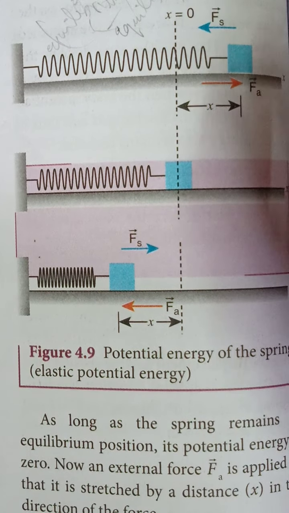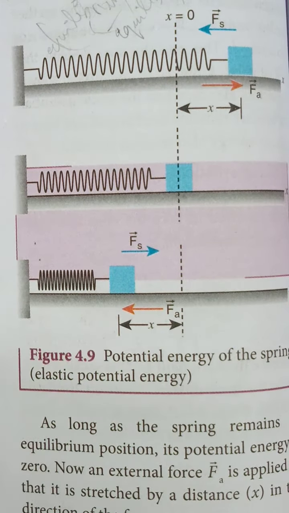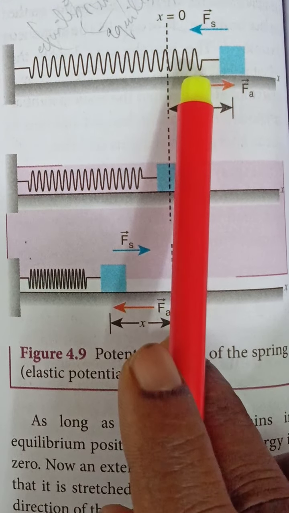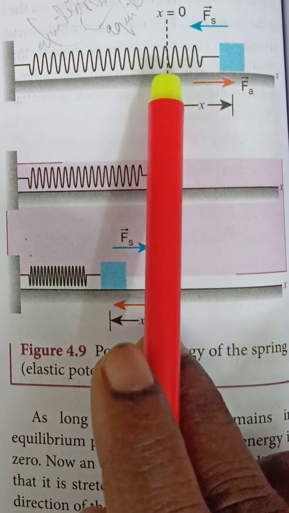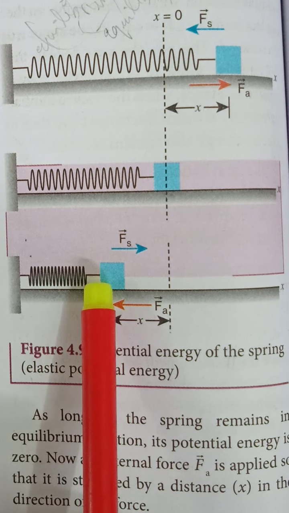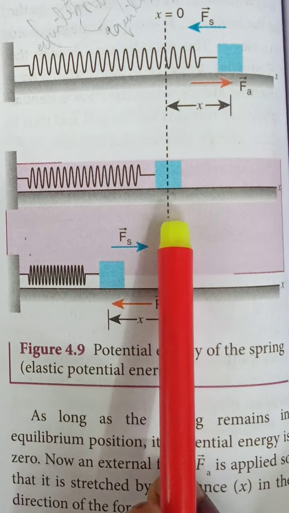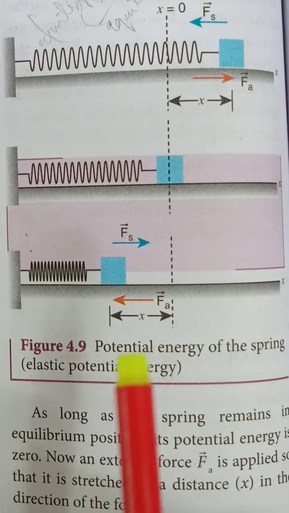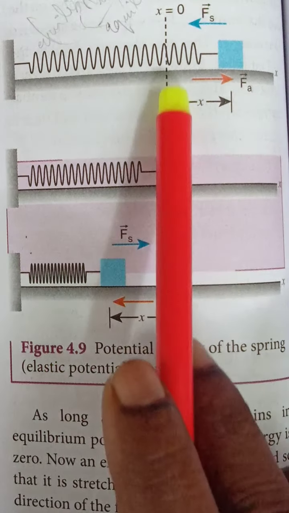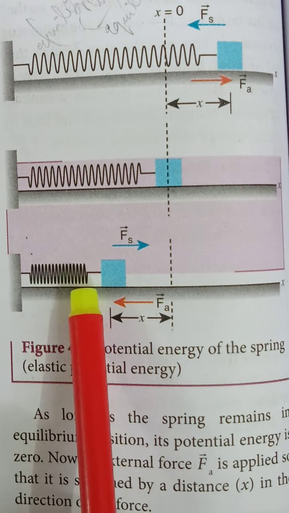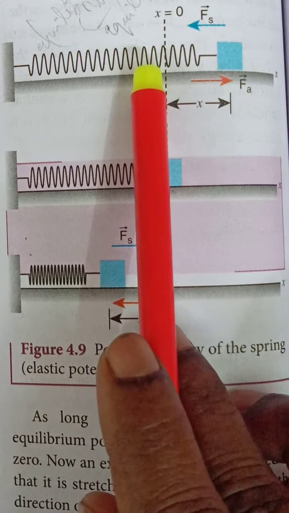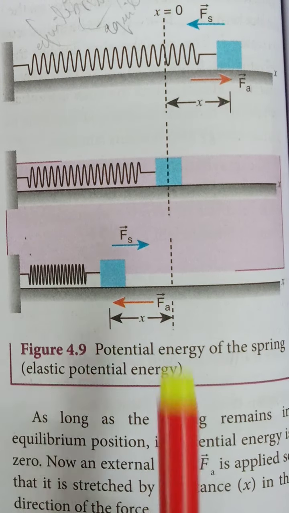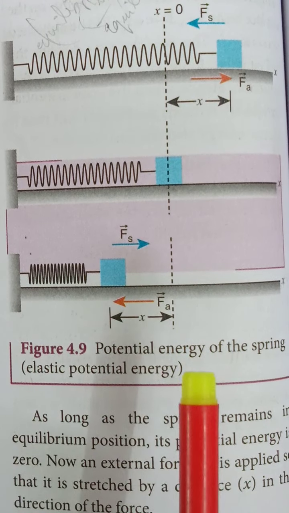So the potential energy possessed by a spring due to a deforming force, which stretches or compresses it (see, this is stretched, this is compressed), is termed elastic potential energy. Whether the force acting on the spring stretches or compresses it, in both cases the spring acts through its elastic property and has some energy, which is called elastic potential energy. So we want to know this formula.